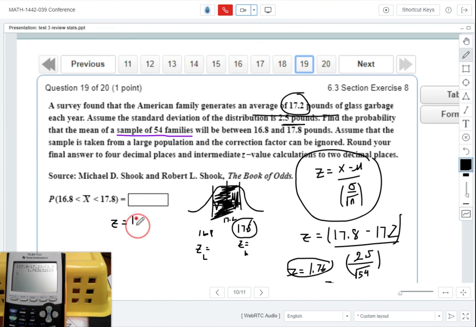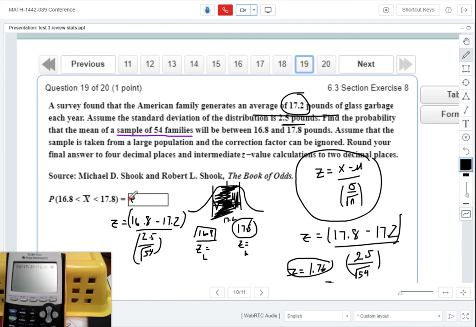Now, if we do the z value for the lower, the x value is 16.8. The average is the same, 17.2, divided by the standard deviation, divided by the square root of 54. So put this in your calculator. Parentheses 16.8. And by the way, this should be a negative. Do you see how it's the left side of the average? So z values are always negative on the left side of the average.